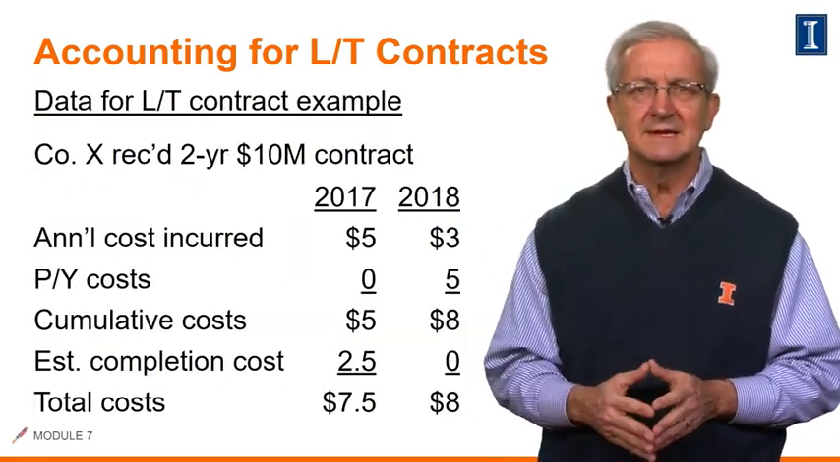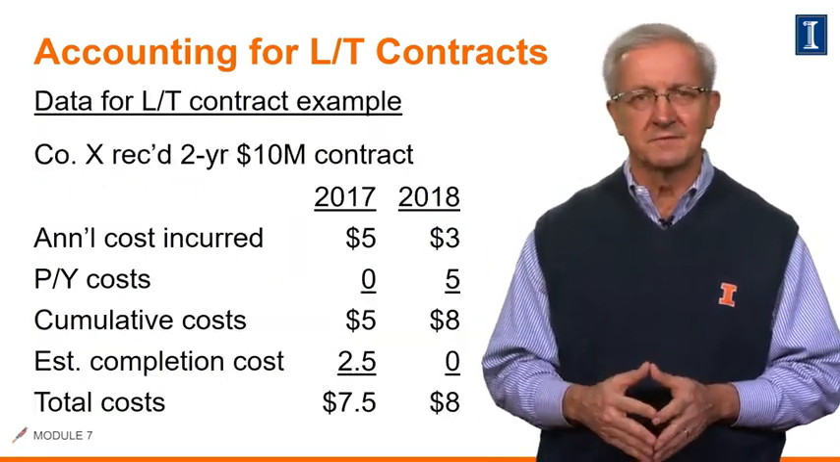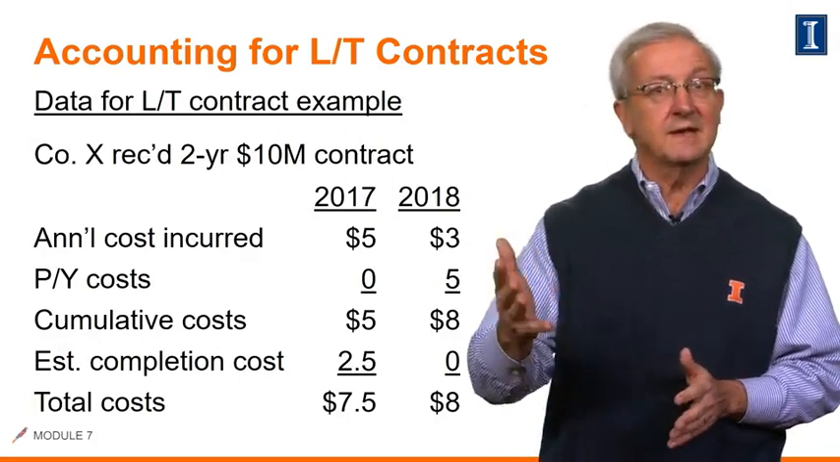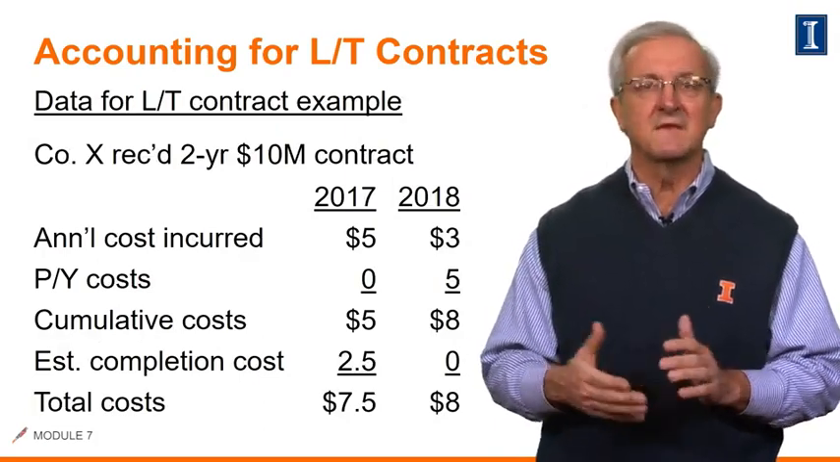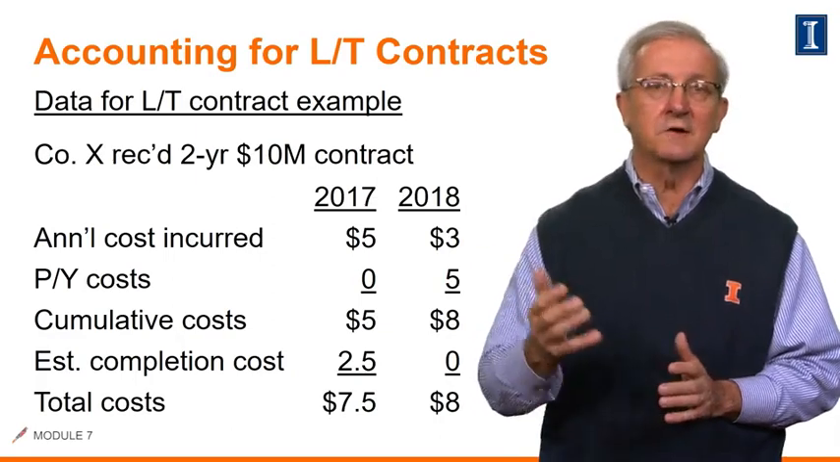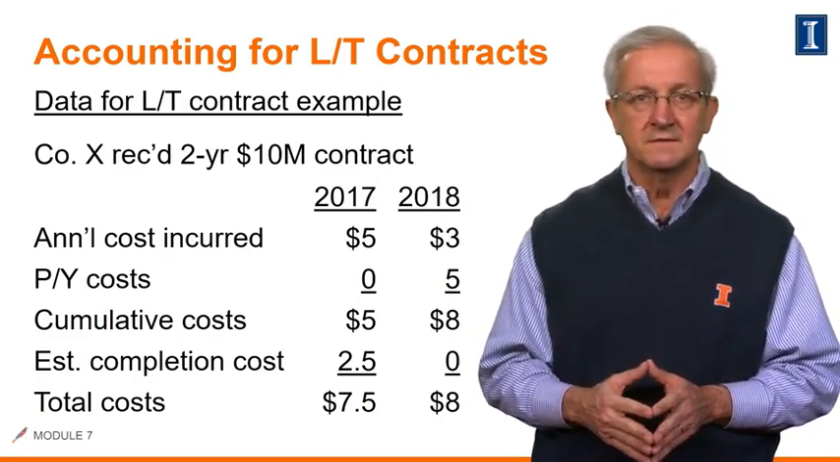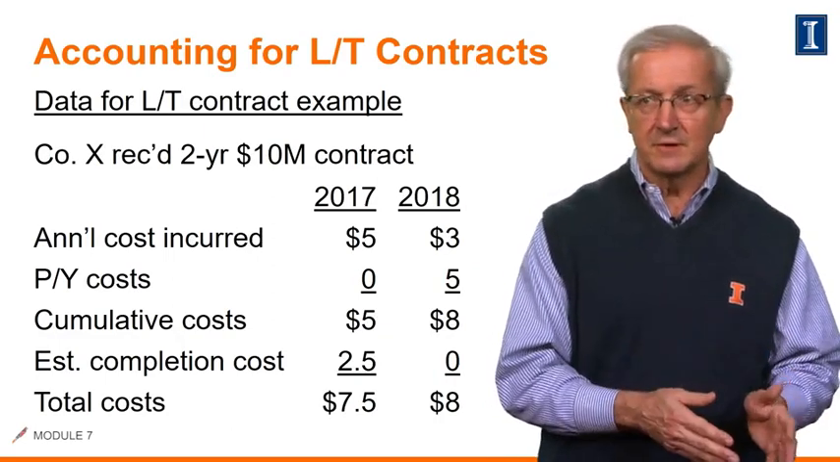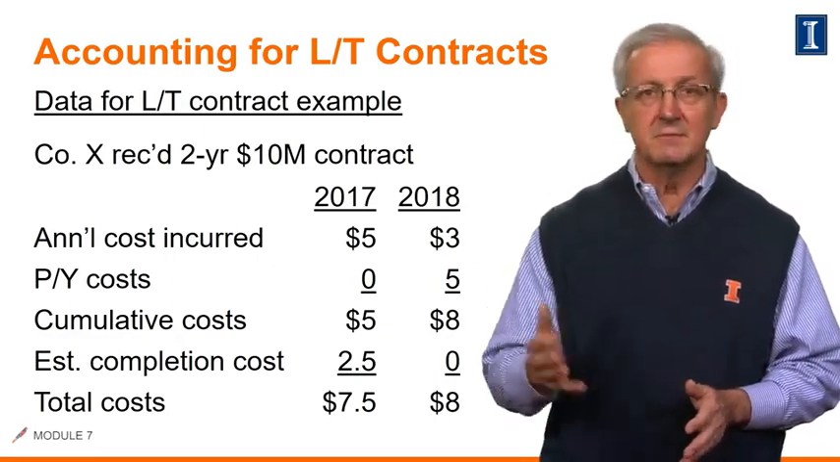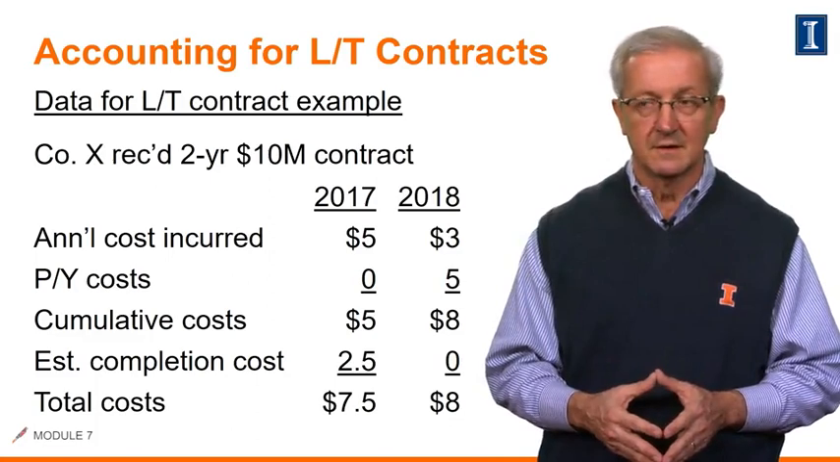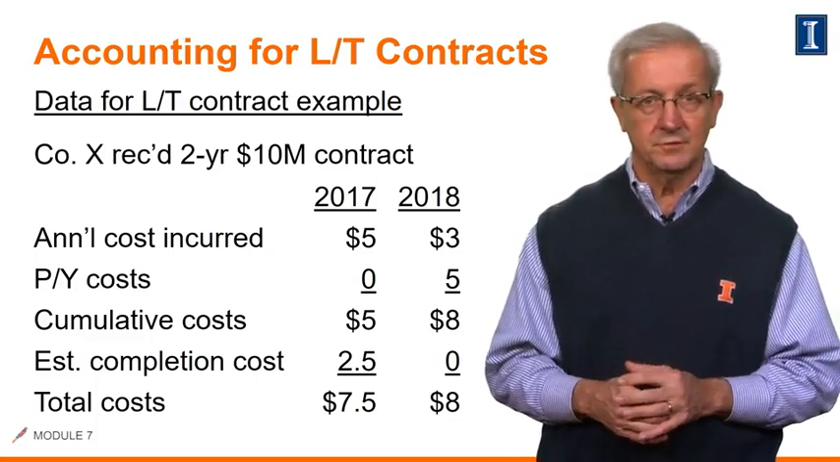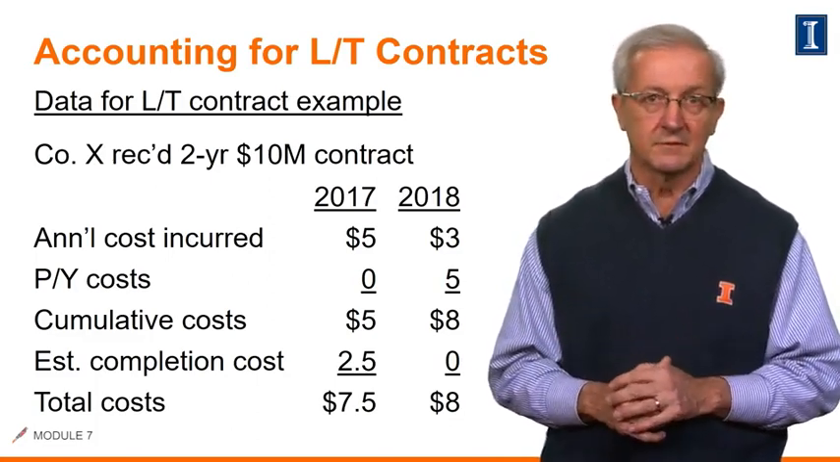So let's review the key data for a long-term contract example, see if this makes more sense. Company X receives a 2-year contract worth $10 million. Here's the cost data for those 2 years, showing the following information, as you see on the slide. The annual cost incurred is basically $5 million in 2017 and $3 million in 2018. Thus, the cumulative cost after 2 years is a total of $8 million.